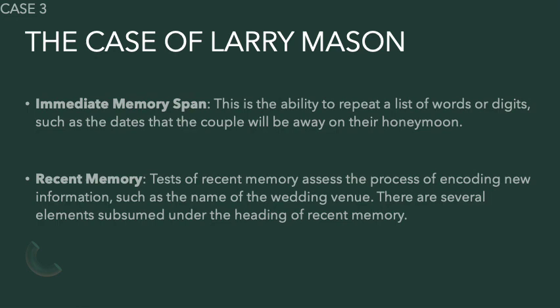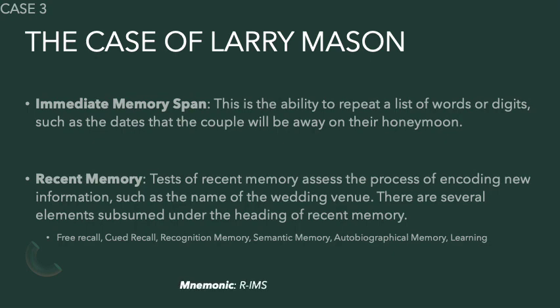There are several elements subsumed under this heading. These include free recall, cued recall, recognition memory, semantic memory, autobiographical memory, and learning, all of which are described in a table at the end of this presentation. The mnemonic for learning and memory is RIMS, which stands for recent memory and immediate memory span.